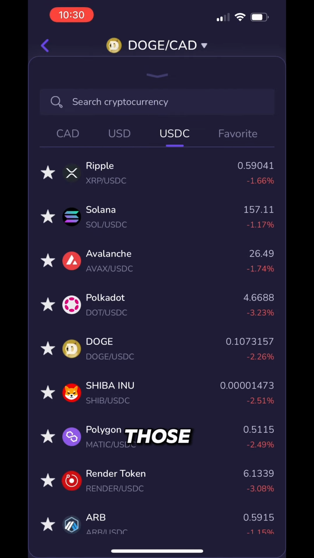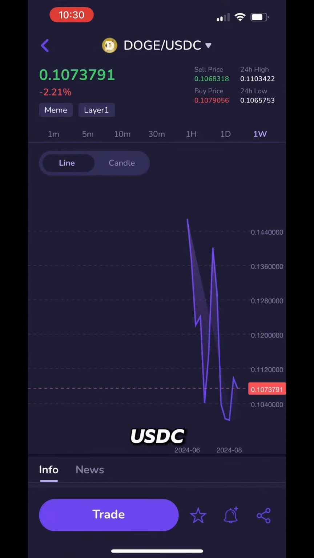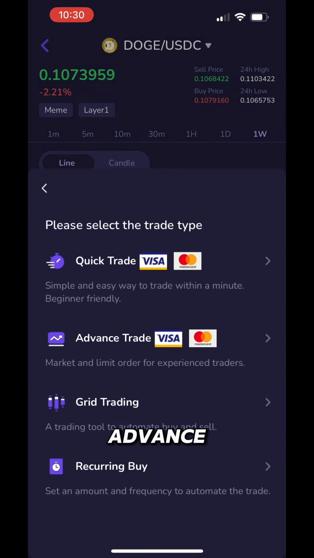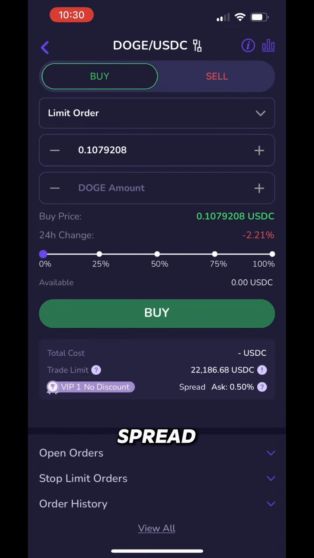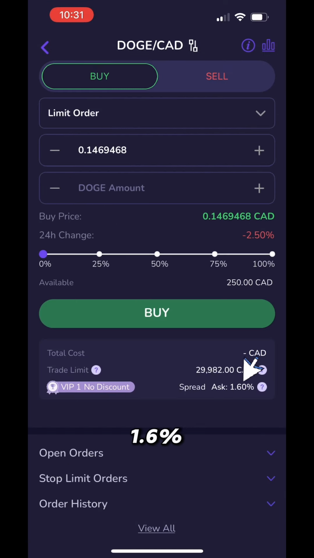Now, the reason why those are so important is because the trading pairs affect how big the spread will be when trading. So if I go to Doge, for example, and then I go USDC, trade, advanced trading, the spread shown here is 0.5%. But if I switch it to CAD, the spread is now 1.6%. Now again, many coins have different pairings, so they won't all be the same.